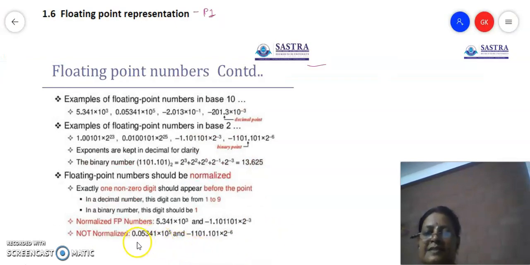So if we just see this example here, we have observed that the point is not to the left of the non-zero digit. So if I want to normalize this number, what should I do? So I will write the number like this: 5, 3, 4, 1. Okay, that means I'm just trying to move this point to the non-zero digit. So I just move the point here. Okay, it is 5.341. I'm just going to write like this. So already the exponent is 10 power 5. Okay, now earlier the value is 0.05 something. Now I change the number as 5.3.